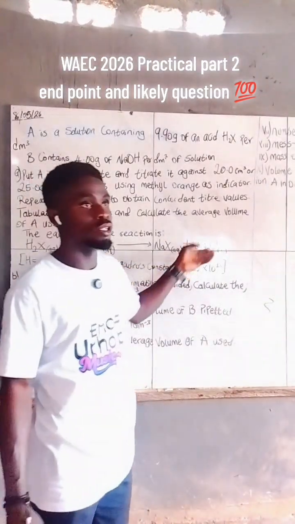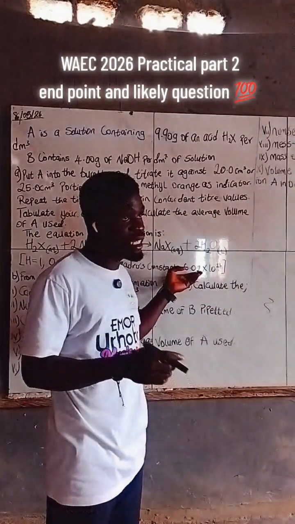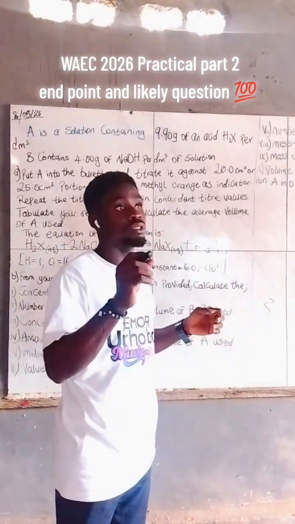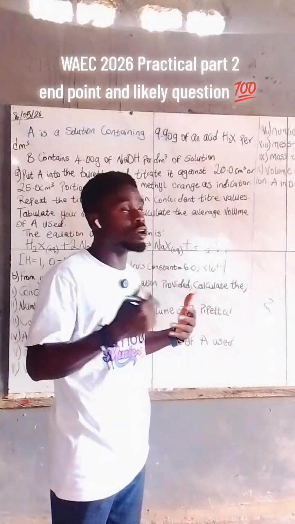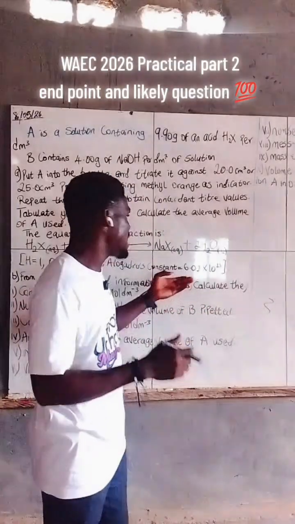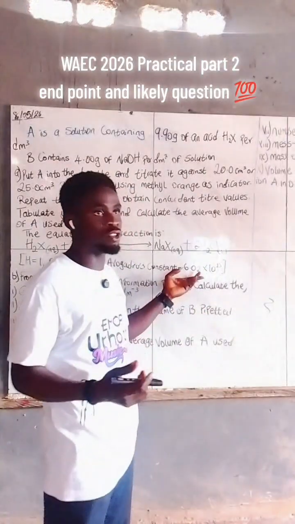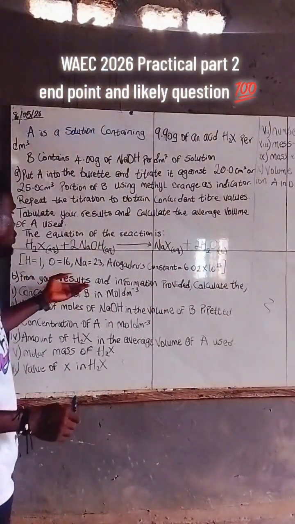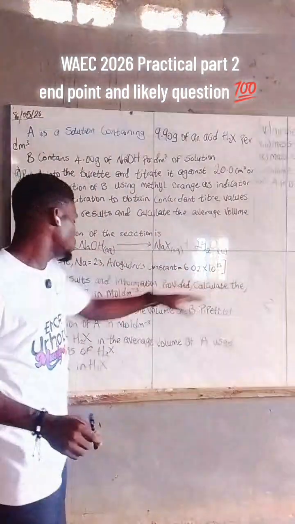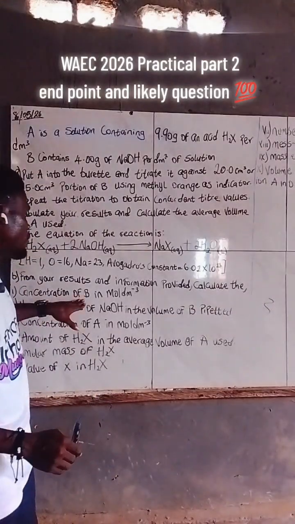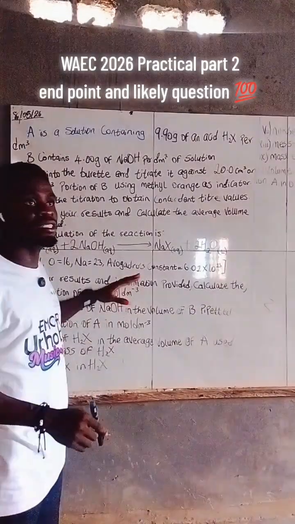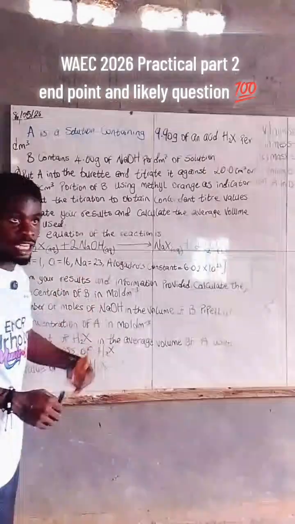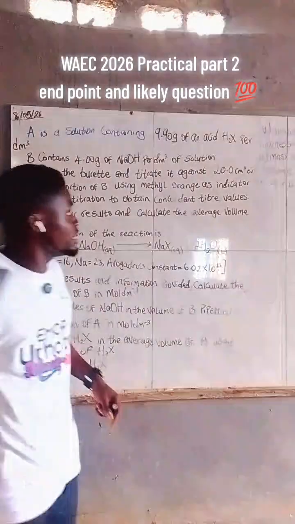When I see this, I'm expected to be finding the number of atoms or number of ions, whatever I have to find. Is that clear? They say, from the information provided, calculate the concentration of B in moles per dm cube. The concentration of B in moles per dm cube.